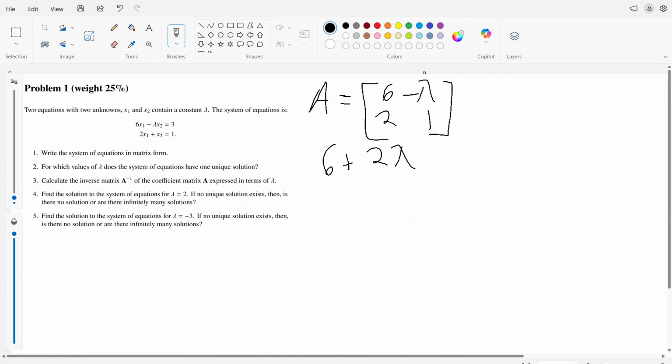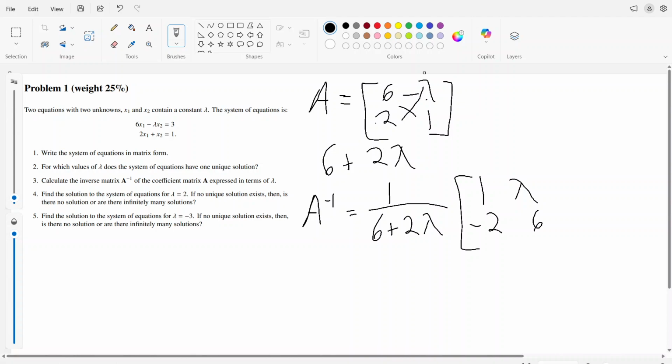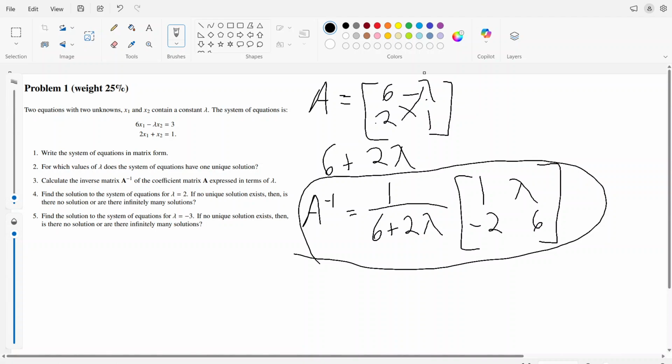Now I have to swap the diagonal entries. So we swap 6 and 1. And then we change the signs of the other two entries, so we change this to a positive and this to a negative. So our inverse matrix will be 1 over 6 plus 2 lambda, times the matrix 1, lambda, negative 2, 6. And that is our inverse matrix, the solution to number 3. Now let us move on to number 4.